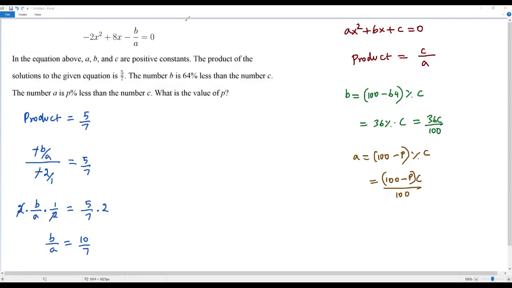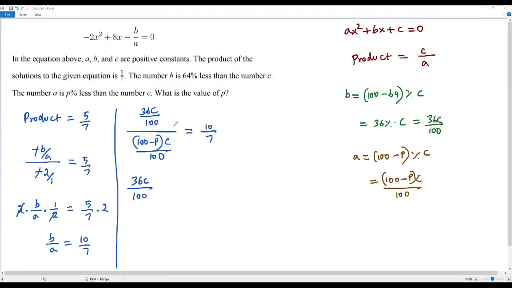Now what we can do is plug in this one for b over here and this one for a over here. Let me do it. Then I'm getting 36c divided by 100, divided by (100 minus p) times c divided by 100, equals 10 over 7. Here we can write this fraction as it is, that is 36c over 100. Now let's change this division to multiplication. Then we take the reciprocal of this one. Then we get 100 divided by (100 minus p) times c. Here 100 goes into 100 one time and 100 goes into 100 one time, and c will cancel out.